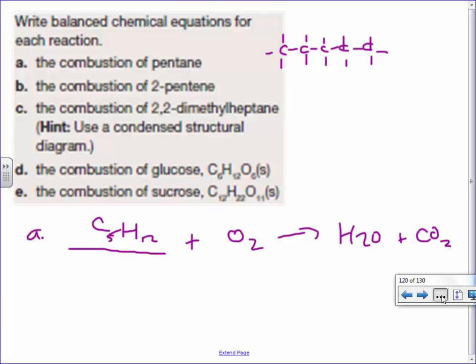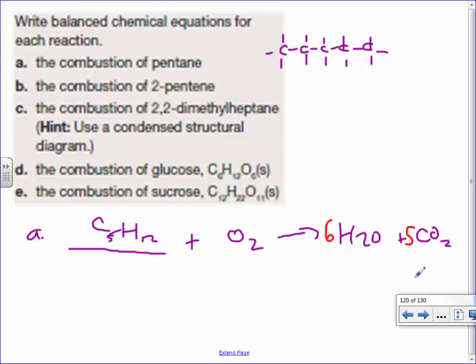Okay, so to balance, we need 12 hydrogens, and there's only 2 over here. Put a 6 here, yeah, because then 6 times 2 gives you 12. We need 5 carbons, but there's only 1 over here. Put a 5 in front of it. Okay, then we need to take stock of our oxygens.